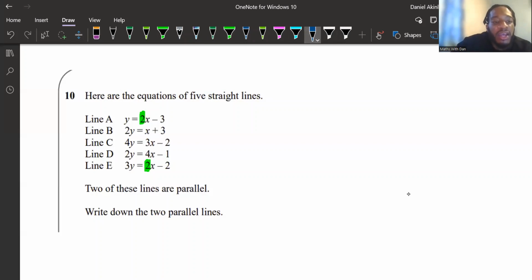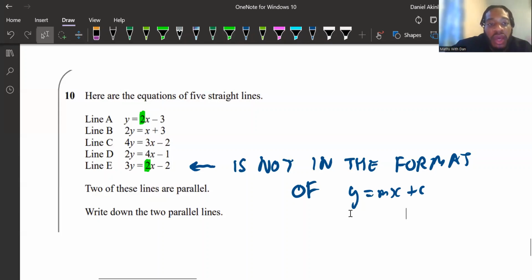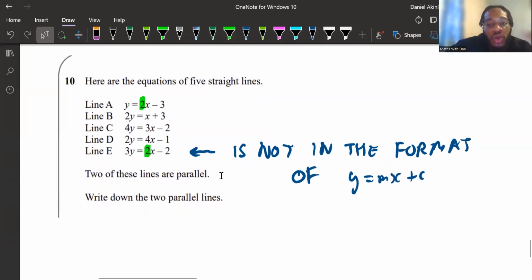The reason being is because line E is not in the format of y equals mx plus c. So to do a question like this, guys, what you should do is you should always try to get it in the format of y equals mx plus c. So for example, line A is in the format of y equals mx plus c, so that's fine. So I'm not going to touch that.